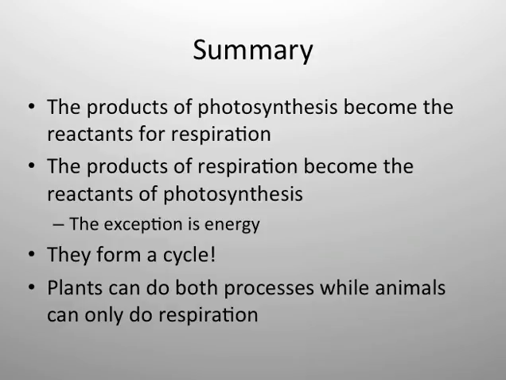So a quick summary is this. The products of photosynthesis become the reactants of respiration and vice versa. The products of respiration become the reactants of photosynthesis, except for energy, since photosynthesis gets its energy from the sun, and cellular respiration uses its energy in the form of ATP to do cellular work. They form a cycle, and plants can do both processes, but animals can only do cellular respiration.